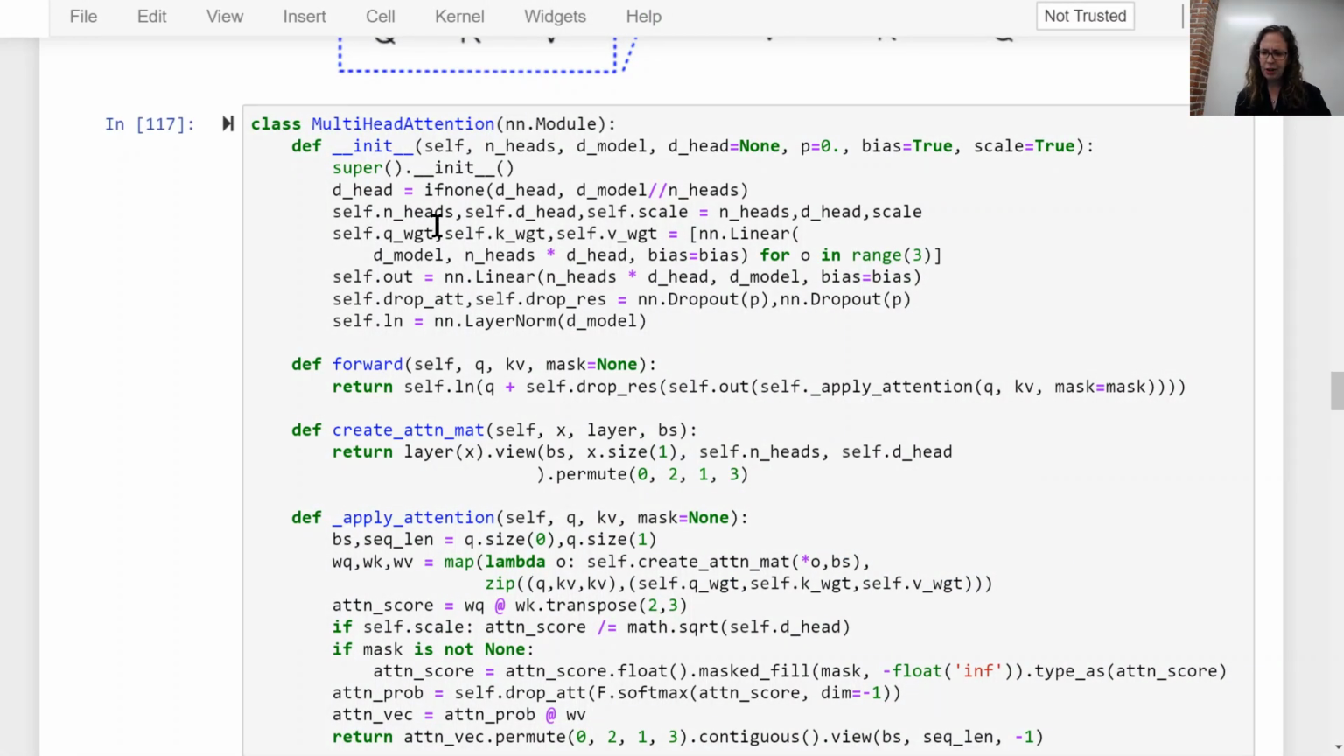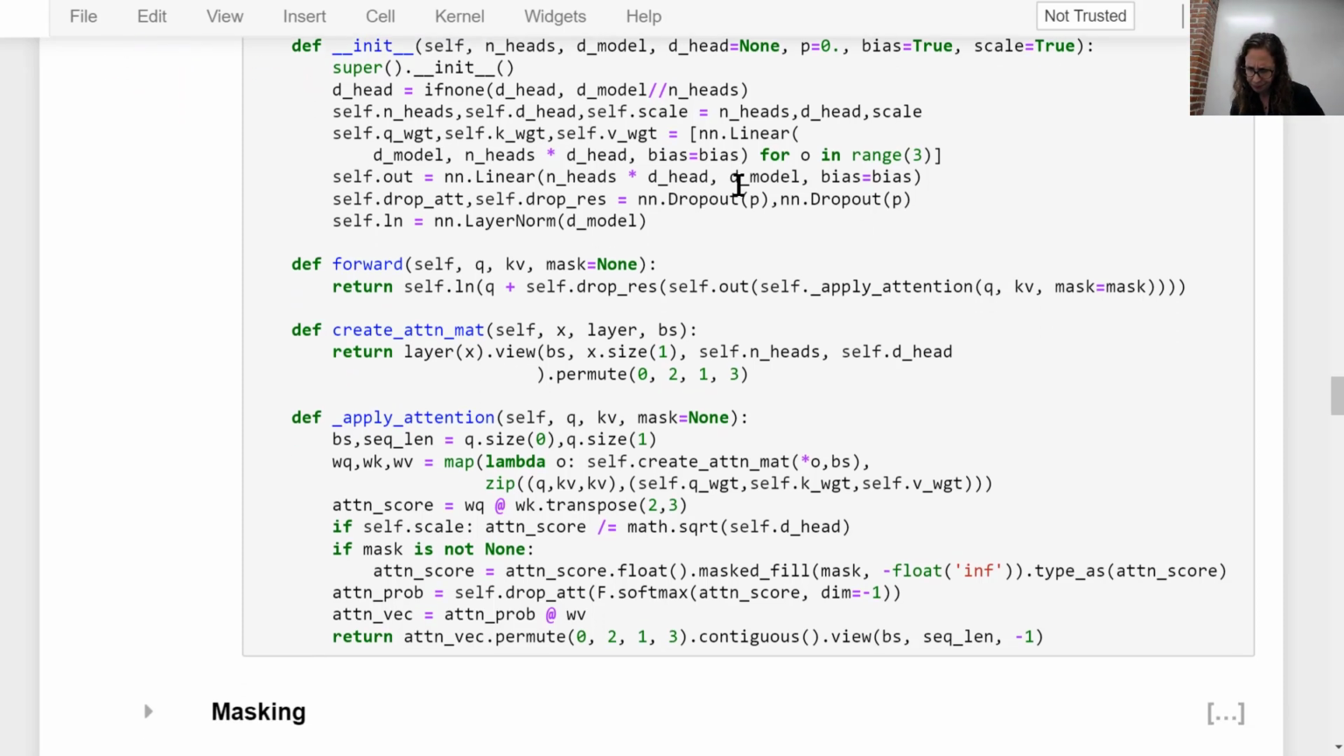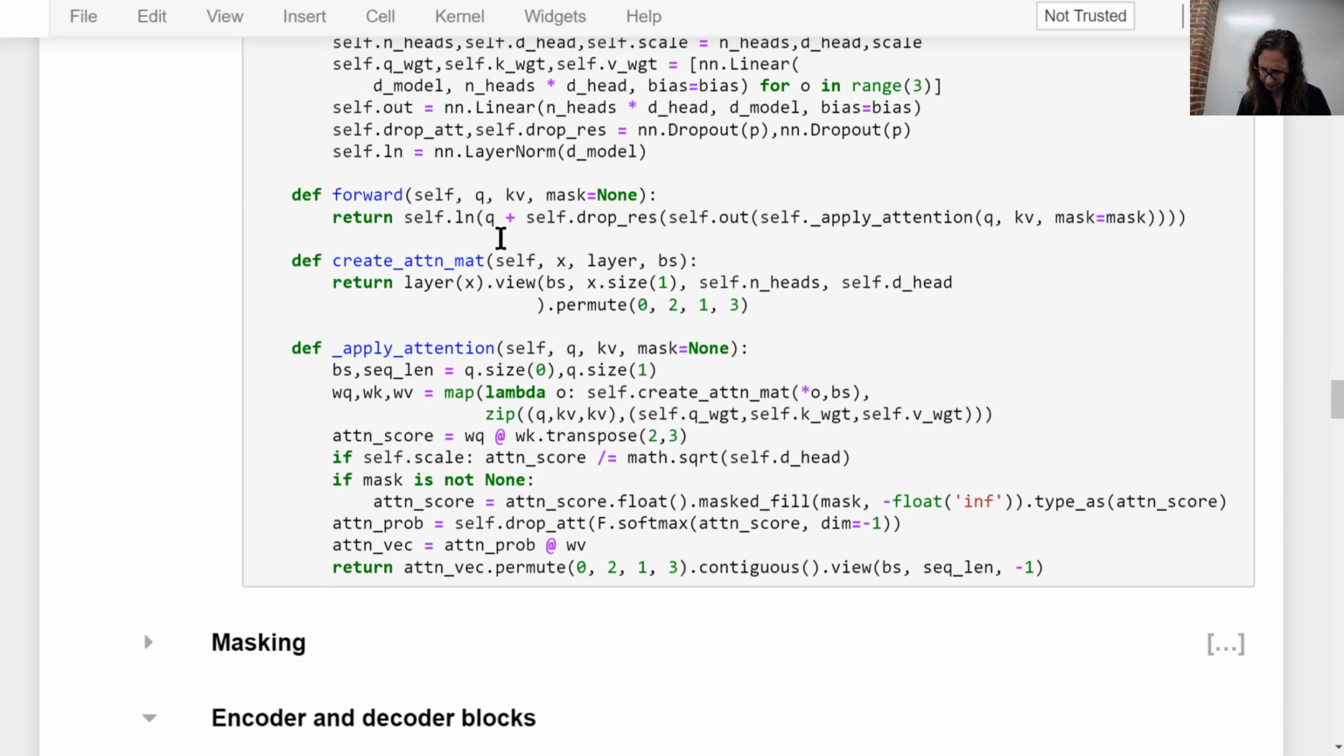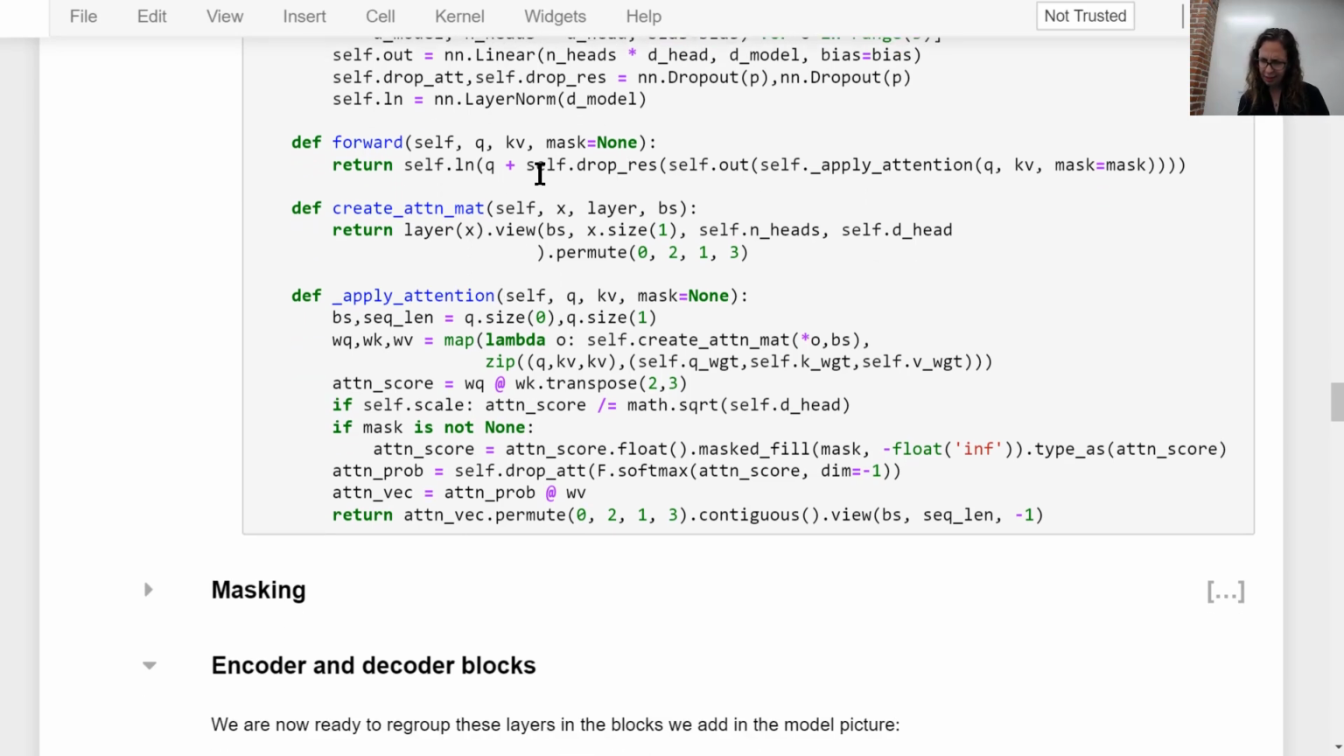So how that looks here: for our multi-head attention, we need to set the number of heads, the dimension of each head, and the scale. We'll have our Q weights, our K weights, and our V weights. You can potentially put those all together. It's just a linear layer. You're learning these weights. We'll have dropout for our attention, and layer norm on the result. The forward step is just going to apply attention, so we'll look at that.